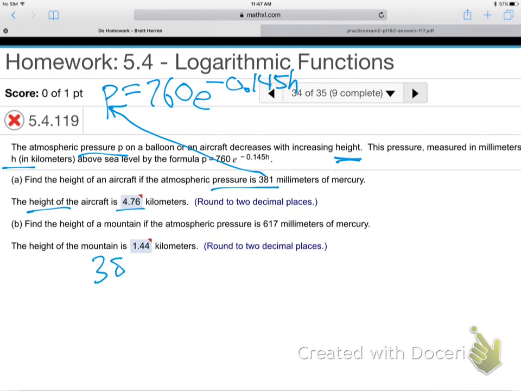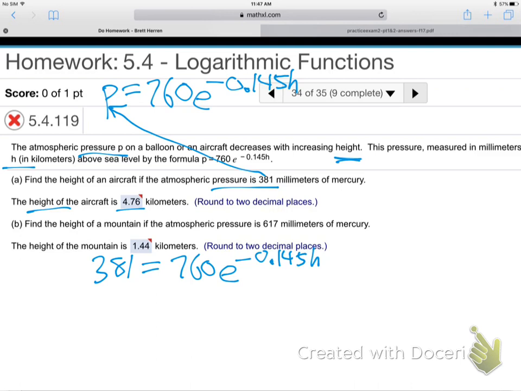So that means take the equation, put 381 in the P slot, and solve that equation for h. Does that make sense how I got to here? Now, that's easier said than done, huh? How are we going to solve for that h? Divide by 760. Yeah, it's in power, huh?